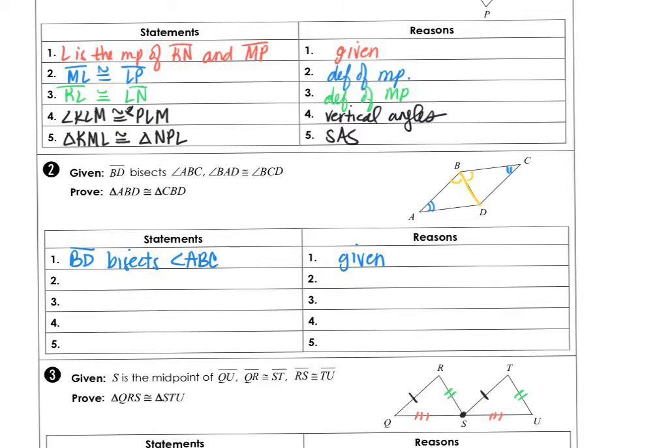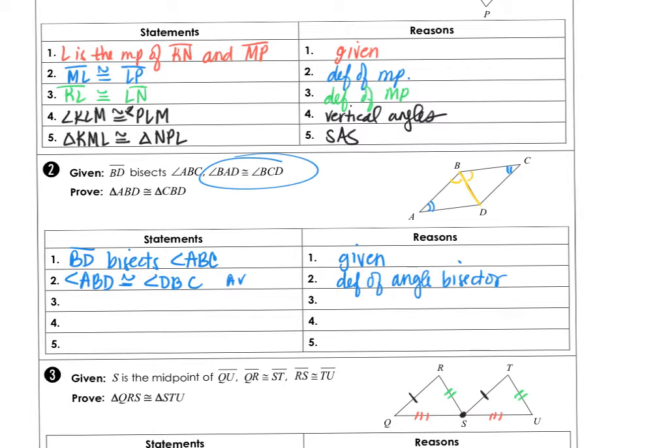And then because of that, we can say that angle ABD is congruent to angle DBC. So ABD and DBC are congruent, and that is by definition of angle bisector. Okay. And now we just showed an angle relationship. So let's put that A there.